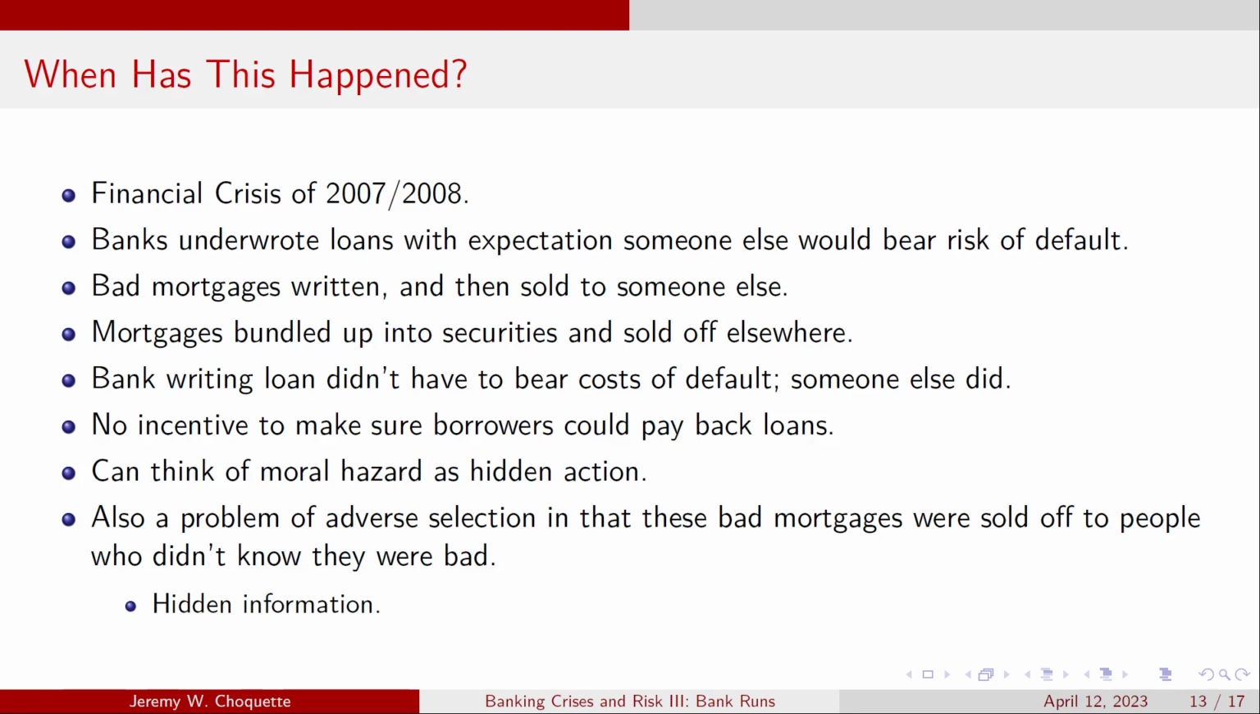Now, you could also think of moral hazard here as a form of hidden action, because there are actions taking place that other people are unaware of. Now, there's also an issue here of adverse selection, in that these bad mortgages were sold off to people who didn't know that they were bad. So there's also hidden information. So if you get into the moral hazard and adverse selection issues, moral hazard is hidden action, adverse selection is hidden information.